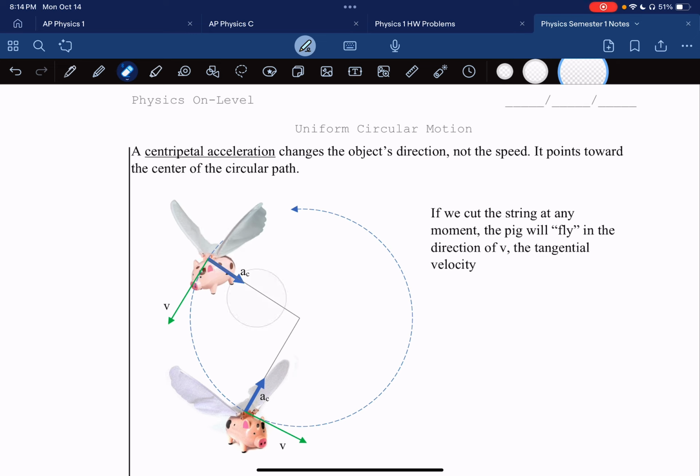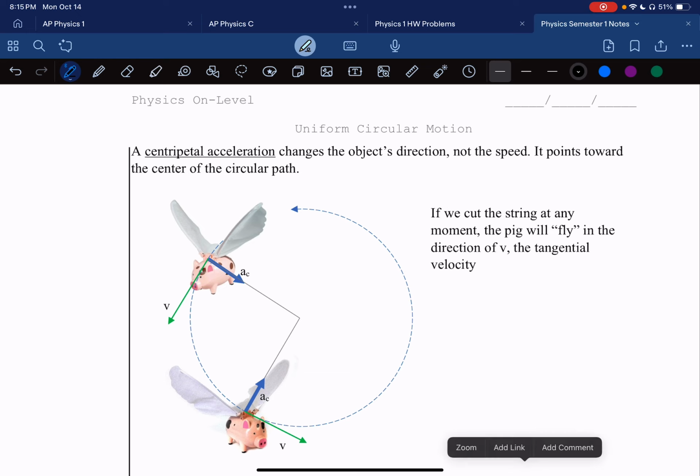But because it's attached to the string and attached to the ceiling, it has a centripetal acceleration. That's an acceleration which will change the direction of the velocity of the pig constantly. And so the pig ends up going in a circle, constant speed, but the velocity is changing technically because the direction is changing.